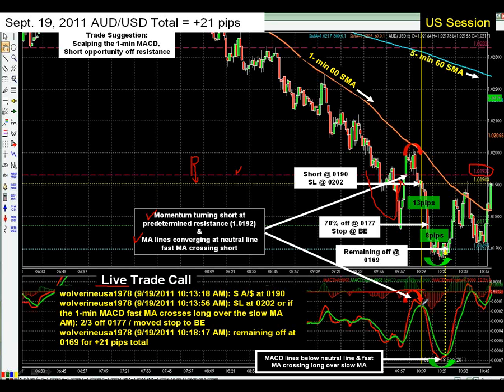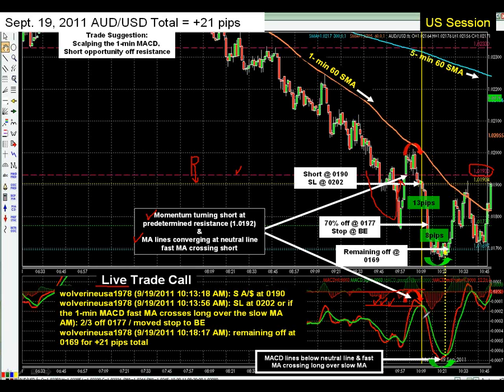And we look at, again, in the 1 minute MACD training module, remember we have those three trigger elements, and that is convergence, crossover, and divergence. Well, we have the two moving averages converging or pinching, and we have the fast moving average converging here and starting to cross over to the short side.